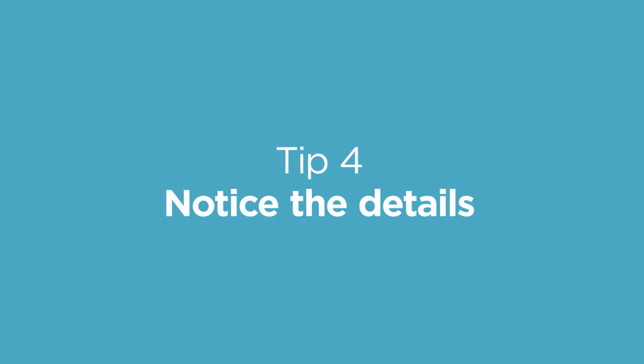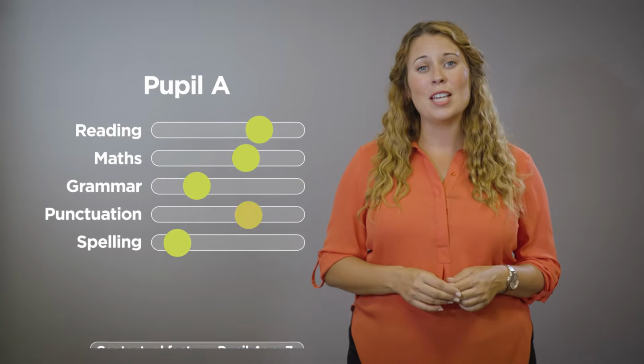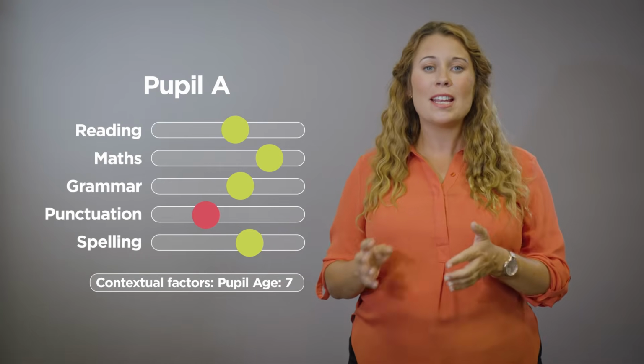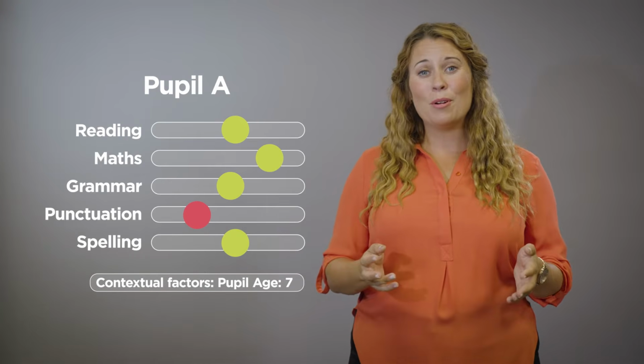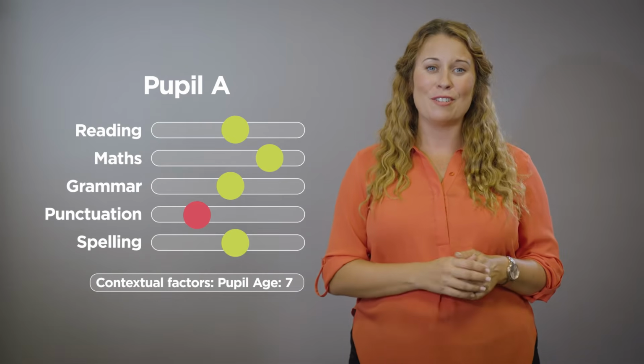Notice the details. If data for a particular pupil or class is not what you expected, think about contextual factors that may explain the differences. For example, the impact of age relative to their peers is particularly relevant for young children.